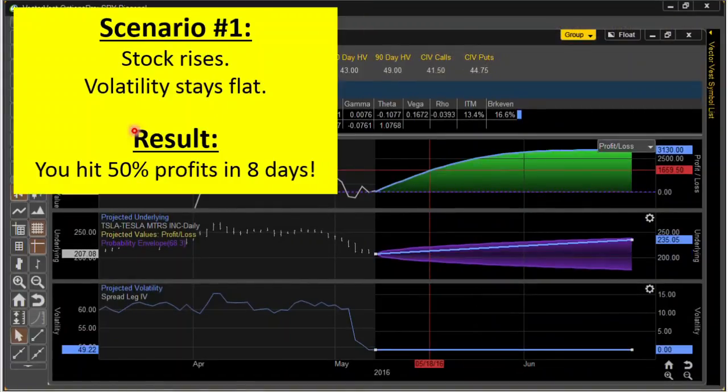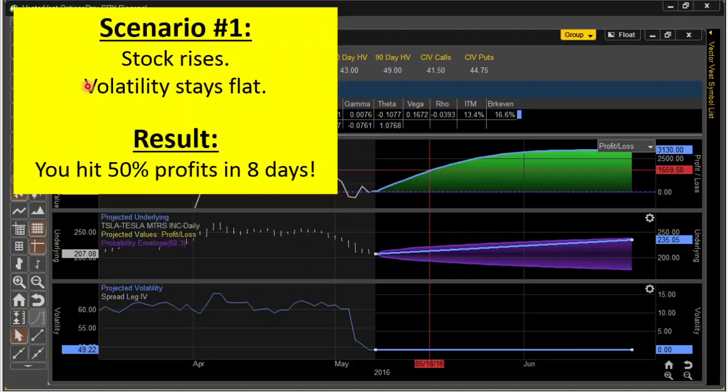Now, let's do some scenarios. Scenario 1 is this: the stock rises. That's what we want. When we sell a put, we want the stock to rise. What I've done, and I don't use this projection tool a whole heck of a lot in Options Pro, but it's really good for showing you how volatility and the price moves of a stock can affect your trade. So if the stock rises, and that's what we want when we sell a put or do a bull put spread, we want the stock to go up.